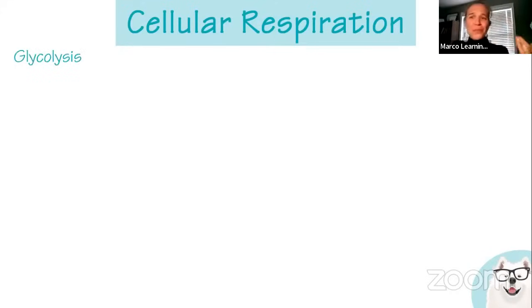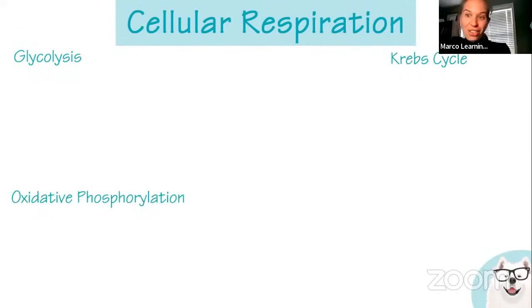So there are 3 different steps that we see in cellular respiration. First step, glycolysis. Second step is Krebs cycle. And the third step is oxidative phosphorylation. So glycolysis is going to take place in the cytosol. What this means is that any organism can go through glycolysis. So our bacteria that don't have a mitochondria are able to go through this.